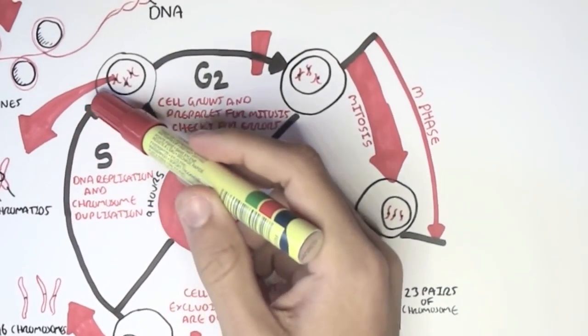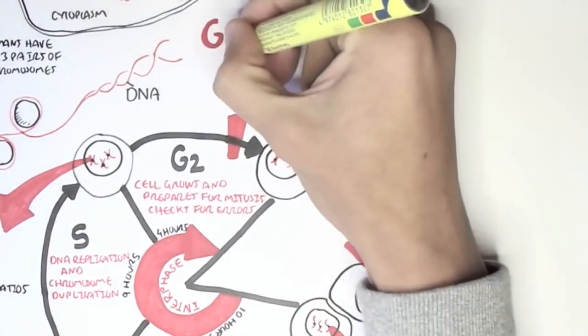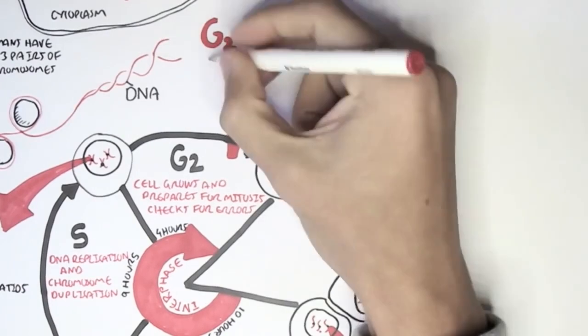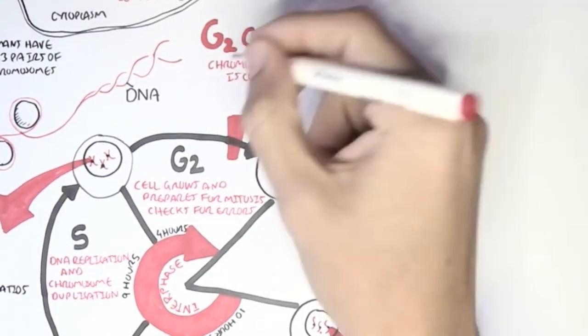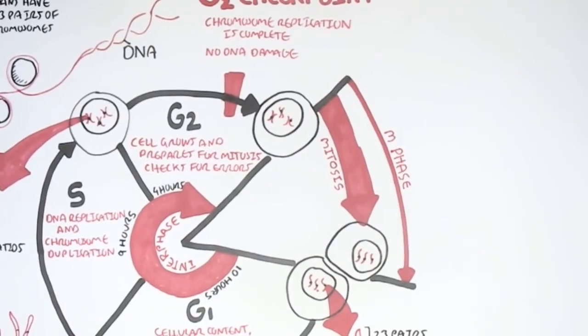And then the cell will enter the G2 phase. But before finishing the G2 phase, there's another checkpoint called the G2 checkpoint, where the cell will check if chromosome replication is complete and that there is no DNA damage. Once that's okay, the cell will enter the M phase. It will enter mitosis, where the cell with 46 chromosomes and 92 chromatids will divide to produce 2 identical daughter cells with 46 chromosomes and 46 chromatids each.